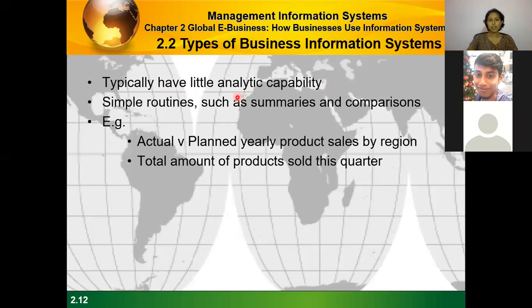For example, here we have given actual versus planned yearly product sales by region. What is the actual amount of sale and what was our budgeted or planned yearly sale, right? And a comparison between these two. Or the total amount of products sold within the first quarter of the year. Likewise, very simple comparisons, routines, and summaries. These are being able to be carried out by this management information system.